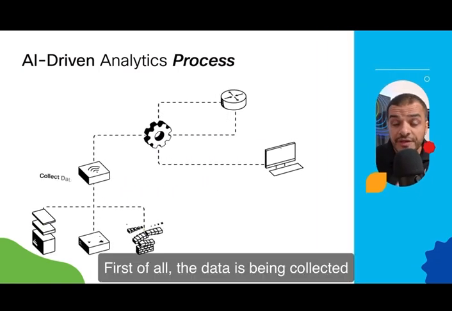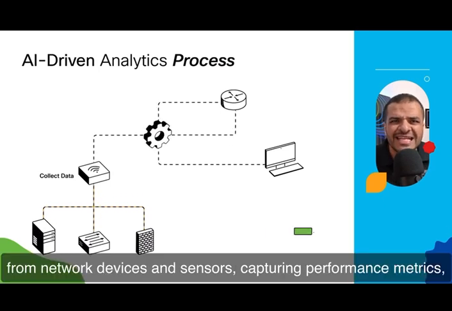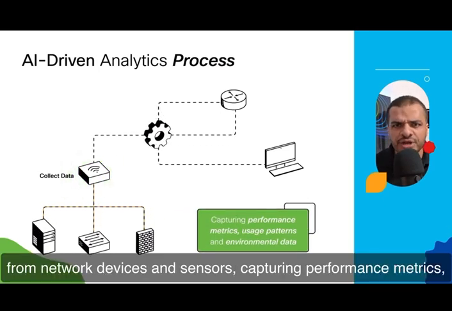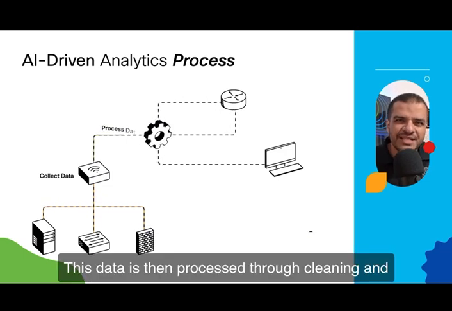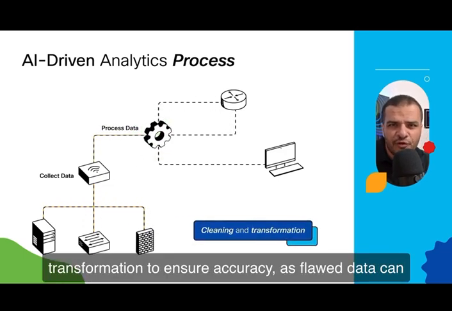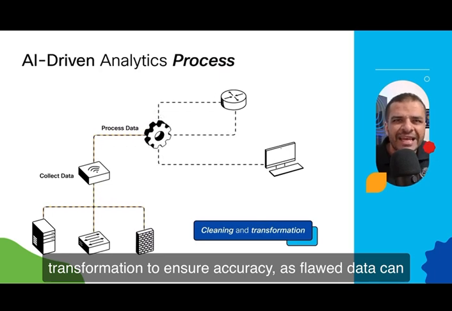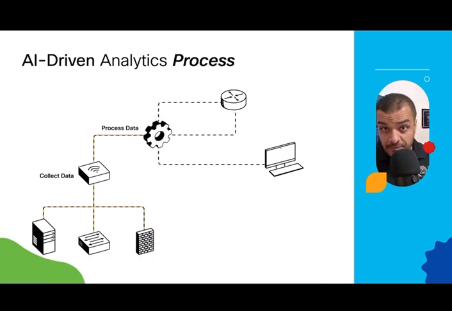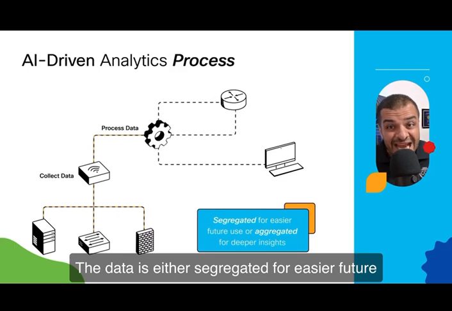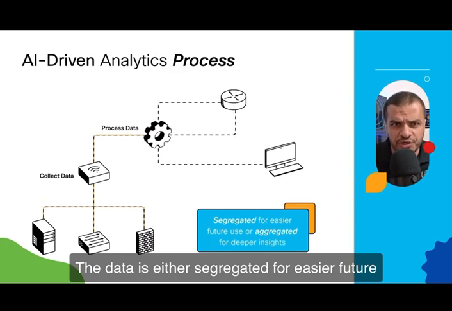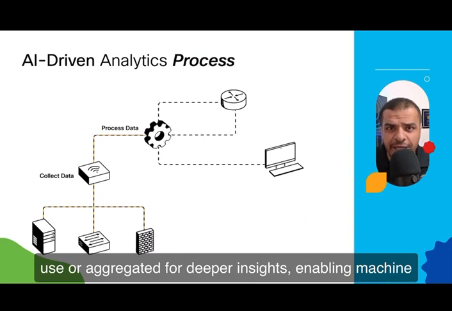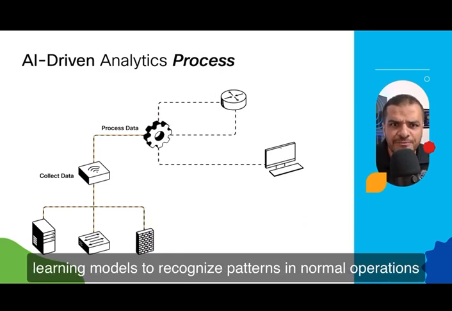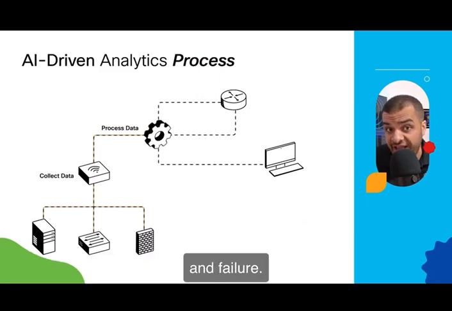First of all, the data is collected from network devices and sensors, capturing performance metrics, usage patterns, and environmental data. This data is then processed through cleaning and transformation to ensure accuracy, as flawed data can lead to incorrect predictions. The data is either segregated for easier future use or aggregated for deeper insights, enabling machine learning models to recognize patterns in normal operations and failure.